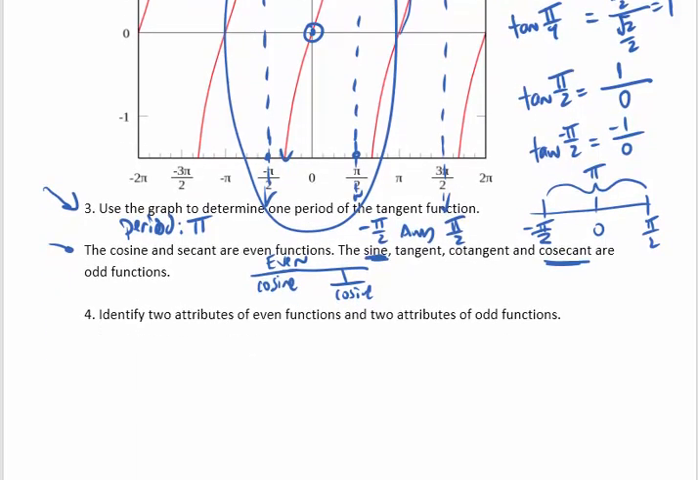Now we know a couple things about even and odd functions, so let's go ahead and pause your video player now. Why don't you give me some attributes of even and odd functions? Things that we know about a function when it's even. Things that we know about a function when it's odd. So go ahead and pause your video player now and write those down and hit play to see how you did.